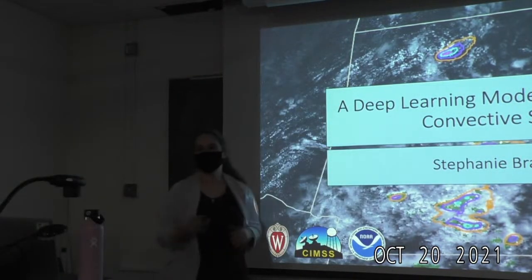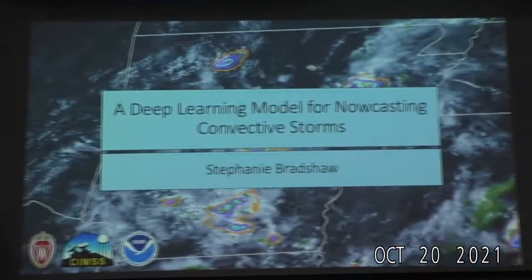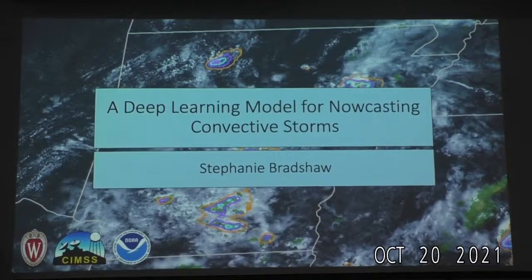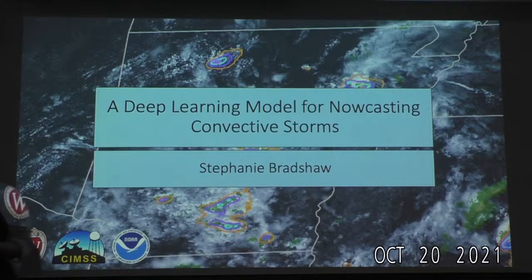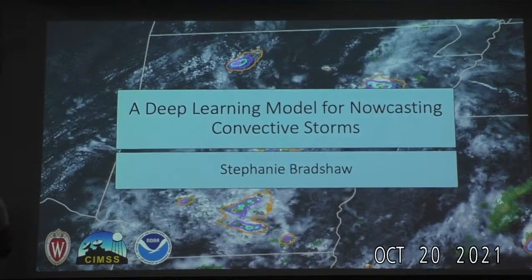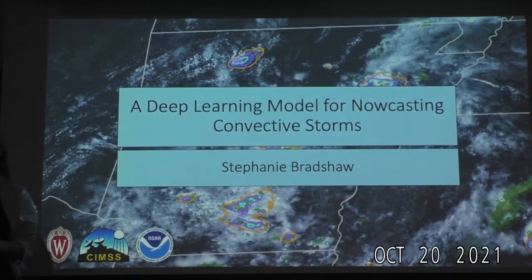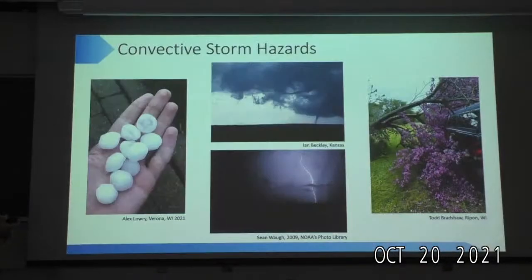All right, thank you, Mike, for the introduction. I'm very happy to be here today and excited to be able to share my presentation with you and my master's work. We're going to start out by looking at the motivation for my deep learning model for nowcasting convective storms. After we go through the motivation, we'll look at the details of the model, how it's working, and then we'll talk about where I hope to go with this model in the future. So without further ado, let's dive right in.